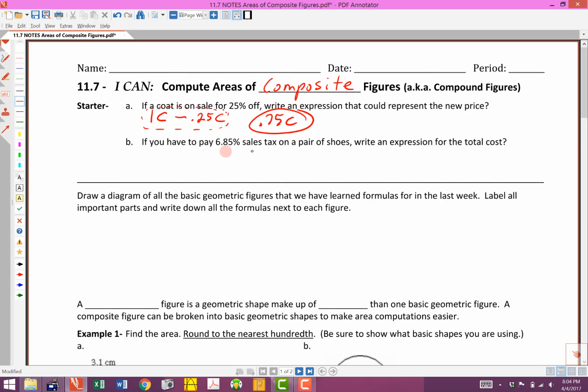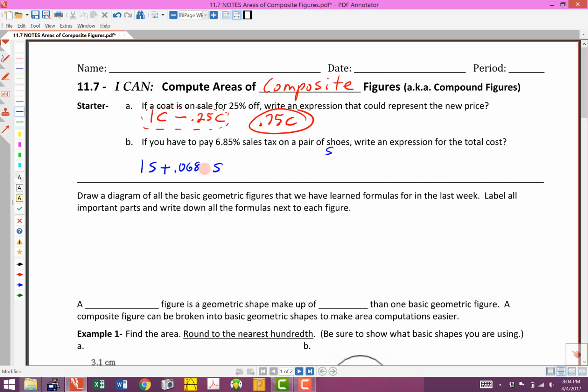If we take a look at this one right here, this is now about a pair of shoes. I'm going to change colors for this one. If you have to pay 6.85% sales tax on a pair of shoes, write an expression for the total cost. Again, we're going to do this two different ways. I'm going to use S for the shoes. We're going to pay 100% of the cost of the shoes plus a little bit. Remember, we've got to move this over two places, so careful there: 0.0685 times the cost of the shoes.